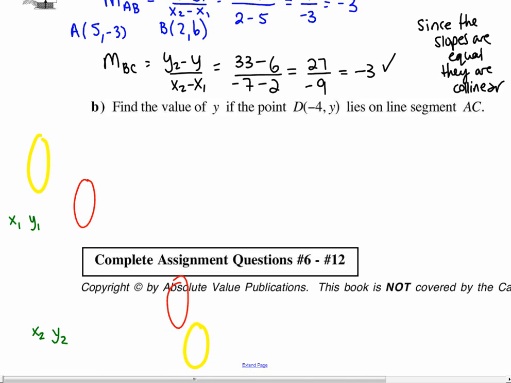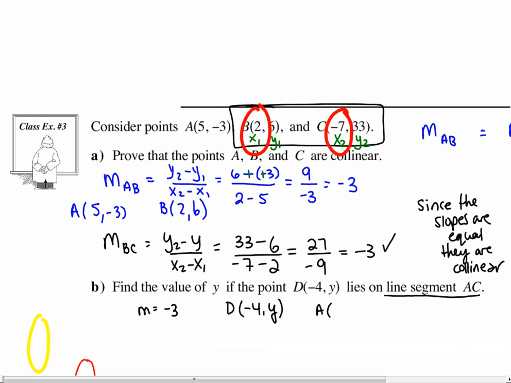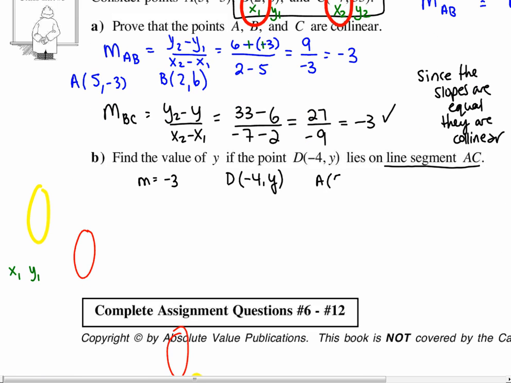And it says find the value of y if the point -4 and y lies on the same AC. Here's the thing. We know if it's on the same line segment, then it has a slope of -3, right? And so we have the point -4 and y. That's point D. Then we need to choose any other point on that line. So let's do AD. Let's use point A, which is 5 and -3. I'm going to use the slope formula because I know my slope. We'll call this one x1, y1, and this guy x2, y2.